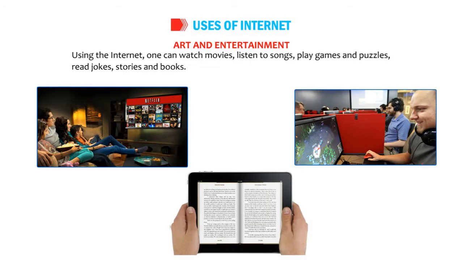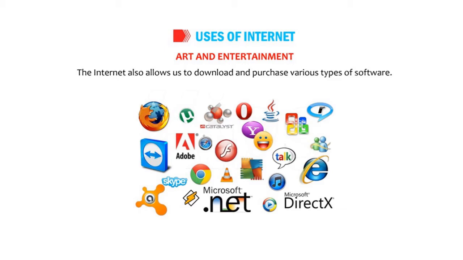Next one is art and entertainment. Using the internet, one can watch movies, listen to songs, play games and puzzles, read jokes, stories, and books. The internet also allows us to download and purchase various types of software.